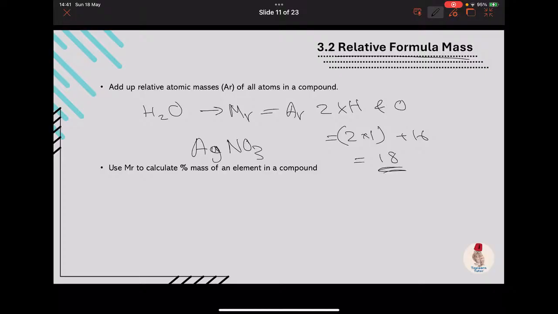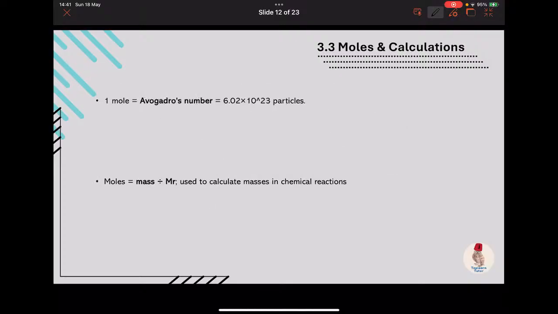Now, you can use the MR to calculate the elements in a compound very similarly. So if it says that the empirical formula for the compound is H2O, and the percentage mass of hydrogen is 11%, which is 1/9, then we know that it is H2O. Next, we have moles and calculations.